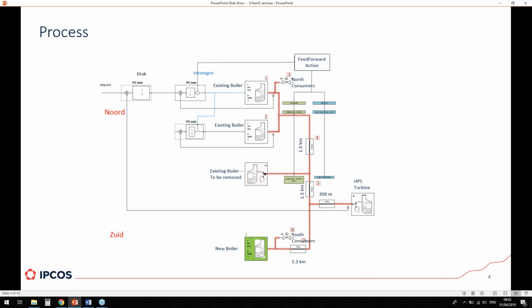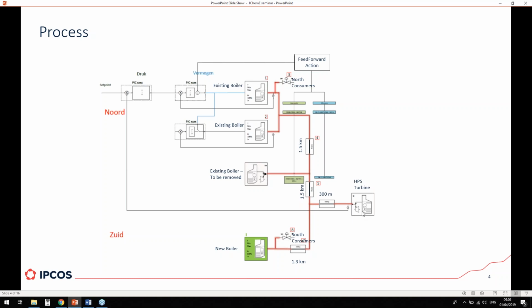So they have actually divided the whole network into two regions, called the northern part and the southern part of the network. And then, as you can see, in the northern part of the network they have two boilers, both with a maximum capacity of 150 tons an hour of steam.